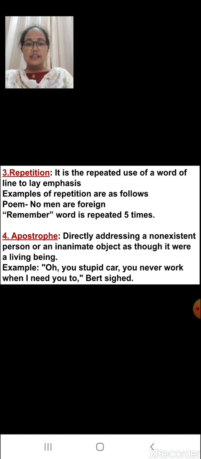Now the fourth one is apostrophe. Directly addressing a non-existent person or an inanimate object as though it were a living being is known as apostrophe. For example, oh, you stupid car, you never work when I need you to. Bert sighed.